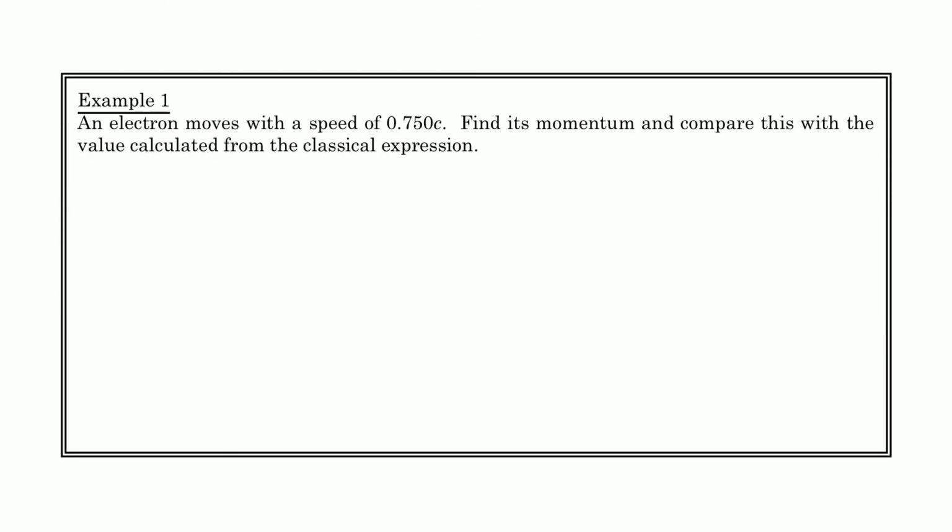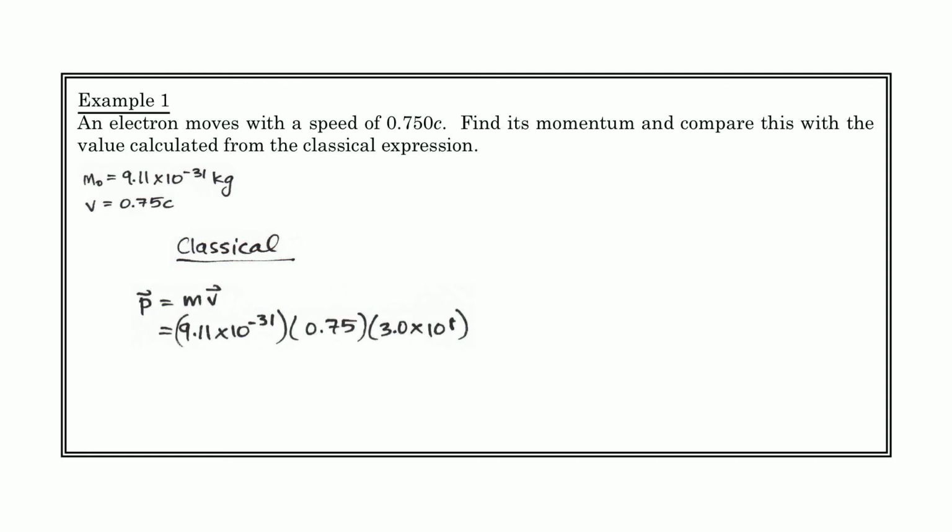An electron is moving pretty fast, 0.75 c. What's its momentum? And then let's compare that with the value calculated from the classical expression. So here's m naught, the rest mass of an electron, 9.11 times 10 to the minus 31 kilograms. And here's how fast it's moving, 0.75 c. So classically, this is what we would say. Momentum equals mass times velocity. There's the mass. Here's the velocity, 0.75 times the speed of light. And we get 2.04 times 10 to the minus 22 kilogram meters per second.